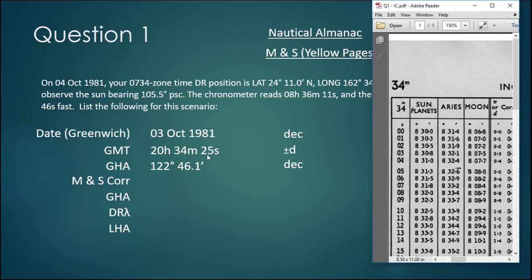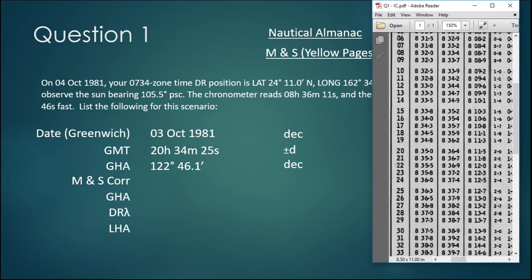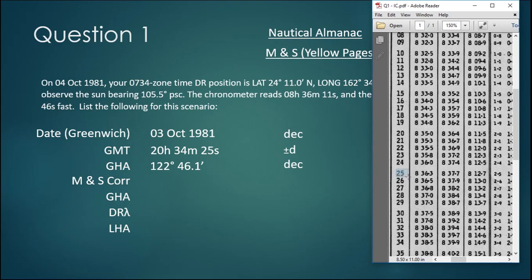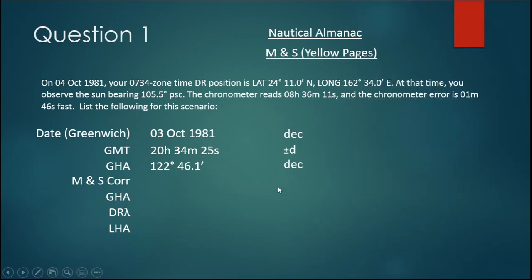So we've got 34 minutes, and then we'll scroll down here to the seconds at 25 seconds right here. This table gives us a correction of 8 degrees, 36.3 minutes. So that's our minutes and seconds correction. So we'll go ahead and apply that. You always add this correction to your Greenwich hour angle, and it's going to give us a Greenwich hour angle of 131 degrees, 22.4 minutes.